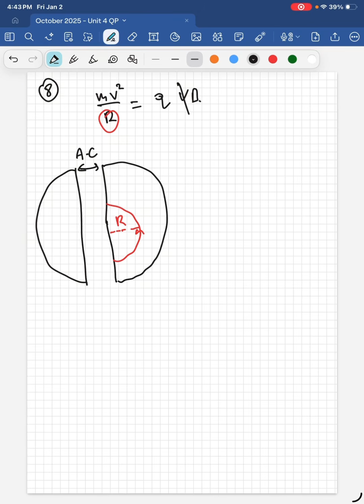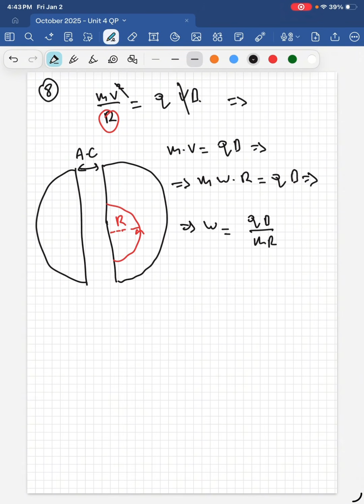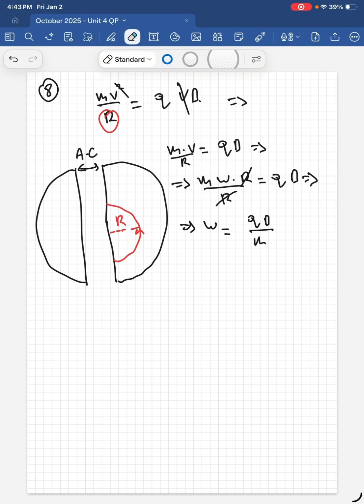So let's eliminate v, and you will see where I'm going with this. So we have m times v is qB, but for circular motion, recall that v is omega times r, and this is qB. So omega is qB over m r. Something bothers me over here. Oh, I forgot to carry the r. Okay, so there is an r over there, so this r cancels. So let's erase this r.